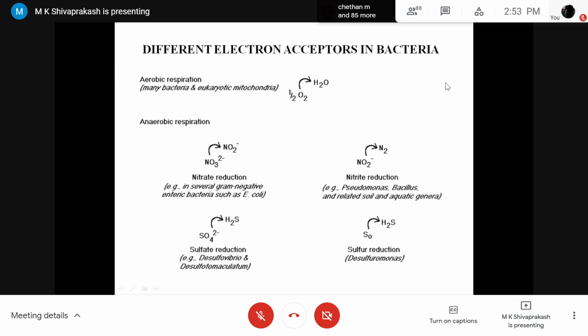Here, in all eukaryotic mitochondria, that is, plants, animals, and among the microorganisms the fungi, the algae, and other organisms, oxygen is used as the terminal electron acceptor. And of course in many aerobic bacteria, oxygen is used as terminal electron acceptor. Then anaerobic respiration, the organisms which follow anaerobic respiration. Here, this is of course nitrate. Nitrate is used as terminal electron acceptor in nitrifying bacteria.